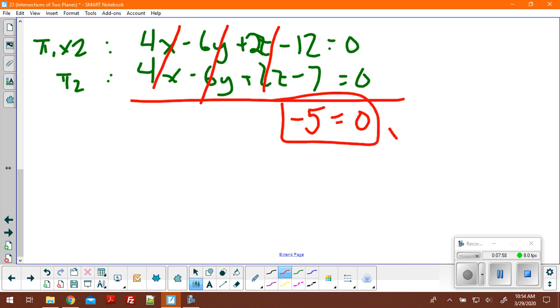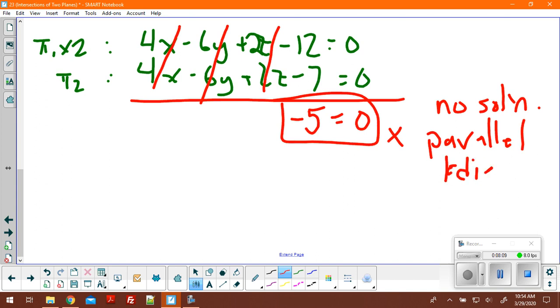Okay, so this is impossible. So that means there are no solutions. Parallel and distinct. Okay, I guess that previous one I should have called parallel and coincident.